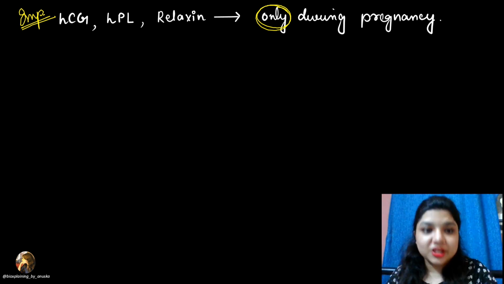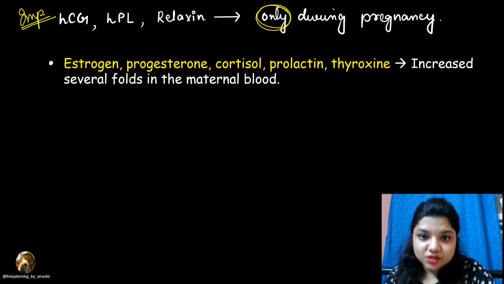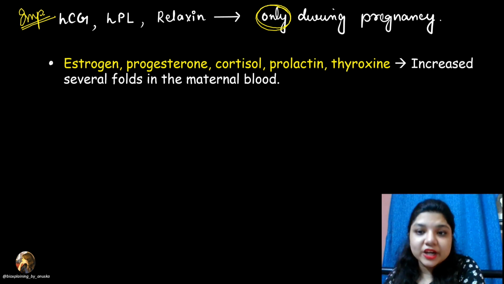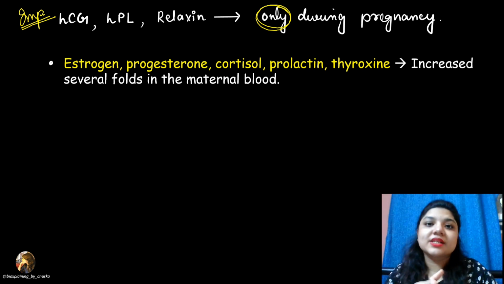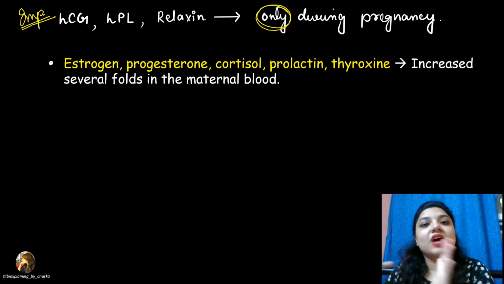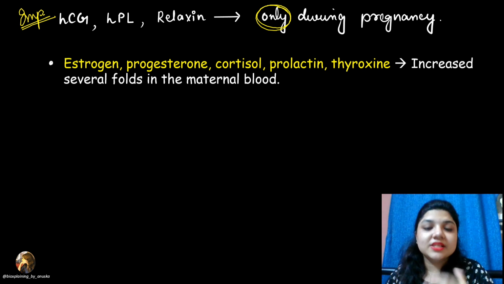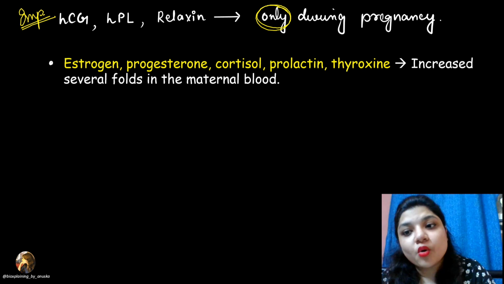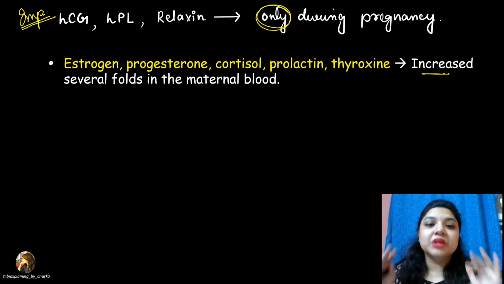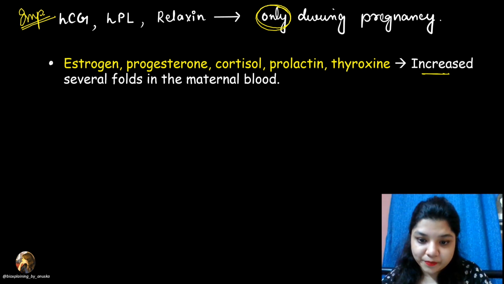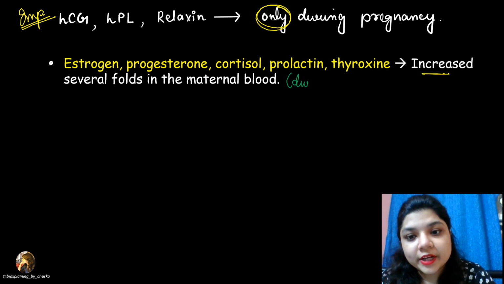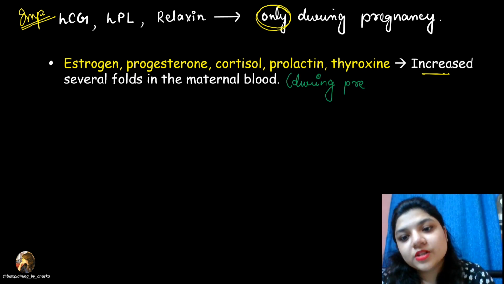Additionally, hormones such as estrogen, progesterone, cortisol, prolactin, thyroxine. Estrogen, progesterone are secreted by your ovaries. Cortisol, prolactin, thyroxine are also there, right? Like prolactin is secreted from your pituitary. Thyroxine is secreted from the thyroid gland. So all of these hormones, their levels also increase manifold in the maternal blood during pregnancy, right? The levels will increase several folds during pregnancy.